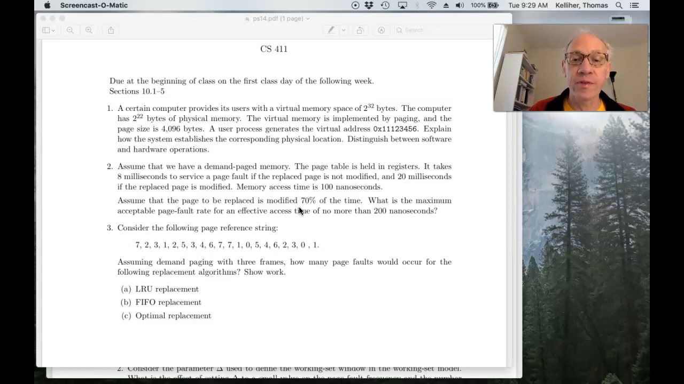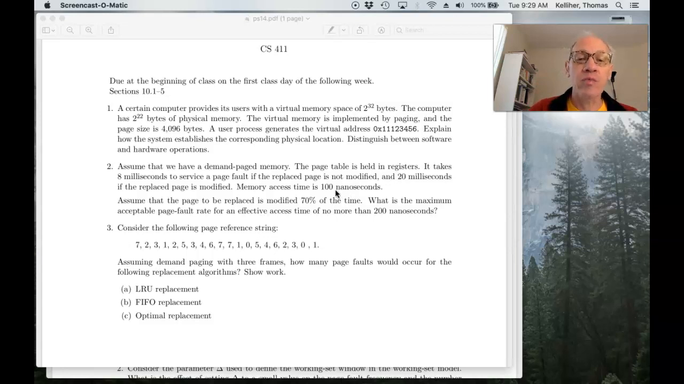70% of that 1%, the page is modified, so it needs to be written out to disk. The other 30% of the 1%, it's not modified. And under that condition, the page does not have to be written back to disk, right? Because it hasn't changed. 99% of the time, there's no page fault. So 99% of the time, the memory access, the effective access time is 100 nanoseconds.